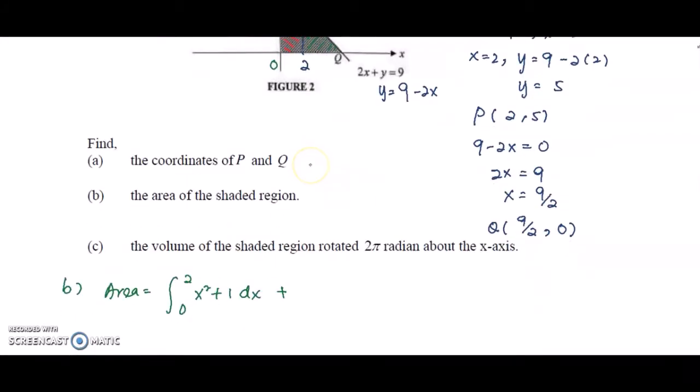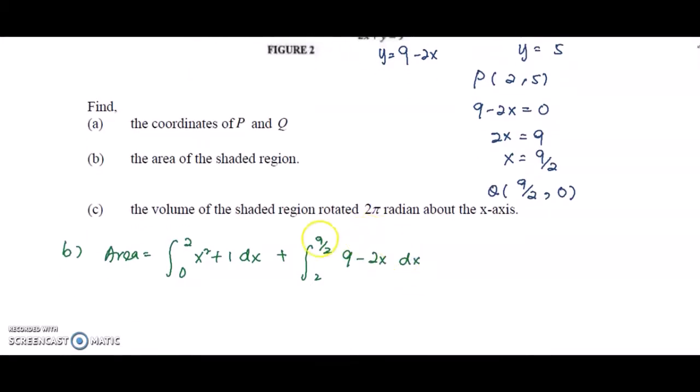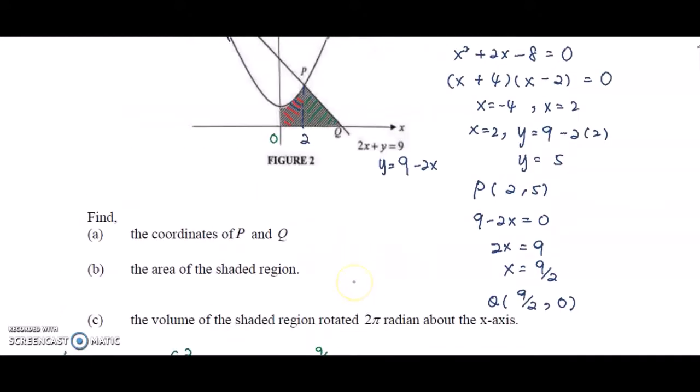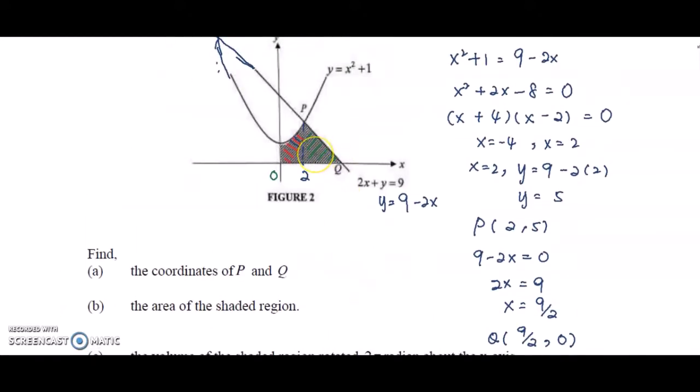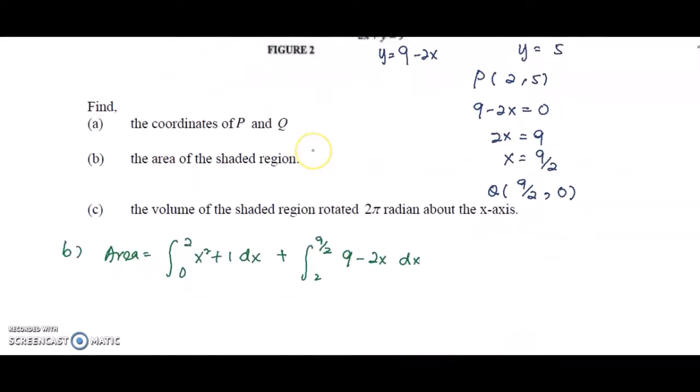The second region will be integrated from 2 to q, where q will be 9 over 2. We're going to integrate the straight line function, which is 9 minus 2x, with respect to x. This second integral will give you the area of this second region, which is a triangle.